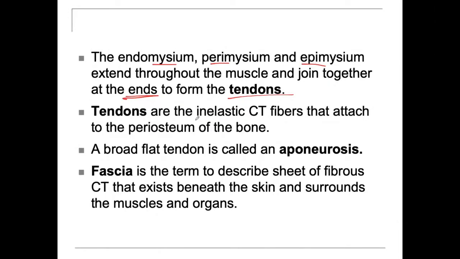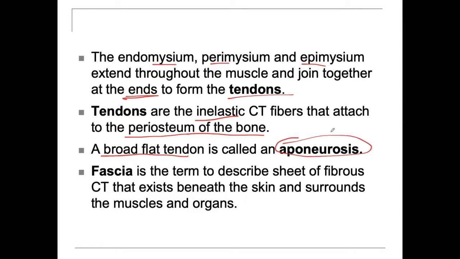They all extend through the muscle and they join at the ends to form tendons. And tendons, you heard me say before, they're pretty much inelastic because they're attaching to the periosteum of the bone and it's going to pull on it. Whenever we have a broad, flat tendon, it's called an aponeurosis. An aponeurosis just means it's a broad, flat tendon.